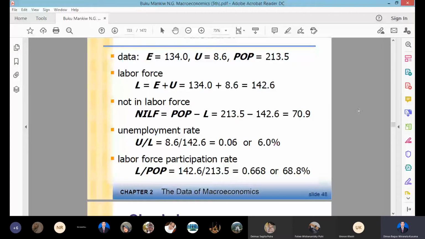Any other questions, sisters, brothers, before we continue, please? Ada pertanyaan, silakan. Clear, sir. Okay, clear. Okay, alhamdulillah, if you are clear, we can continue.